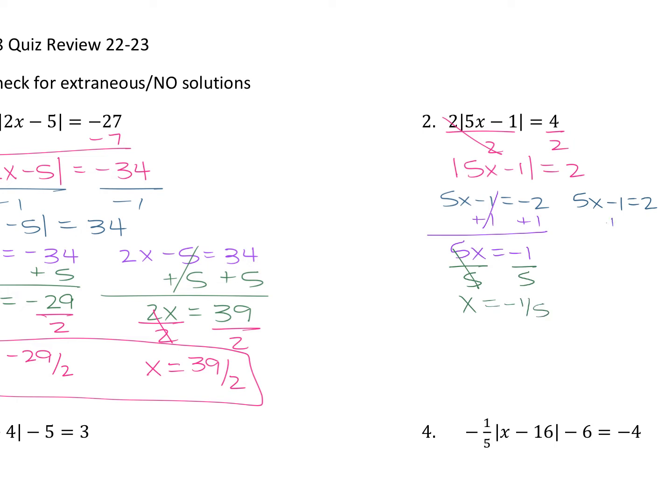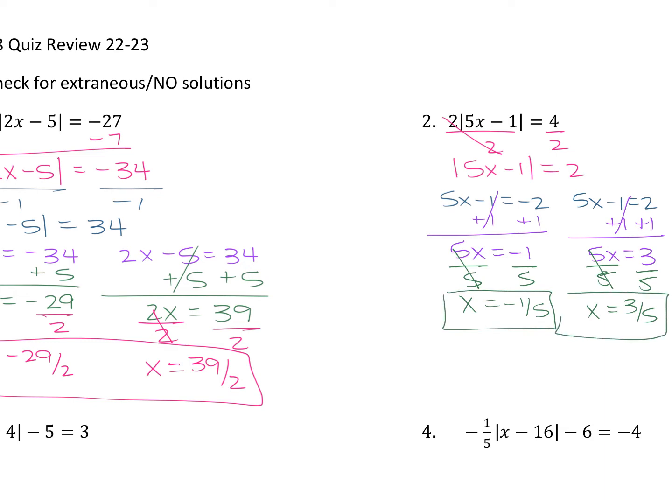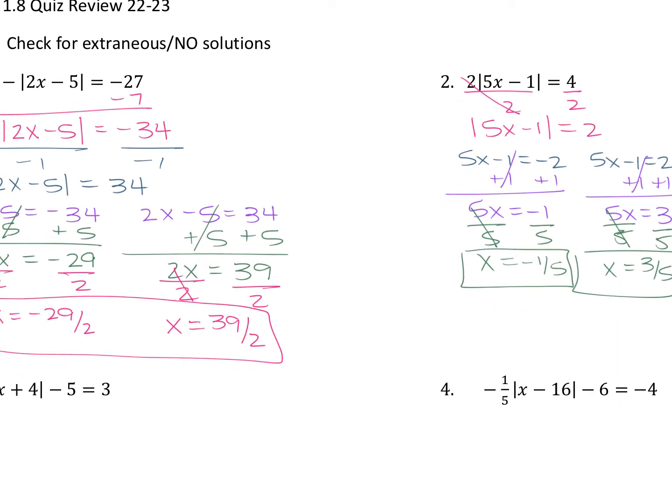For the other one, I'm going to add the 1 over to get 5x is equal to 3. Then I'm going to divide each side by the 5. So we have x is equal to 3/5. So you have negative 1/5 and positive 3/5 for your answers for this one.